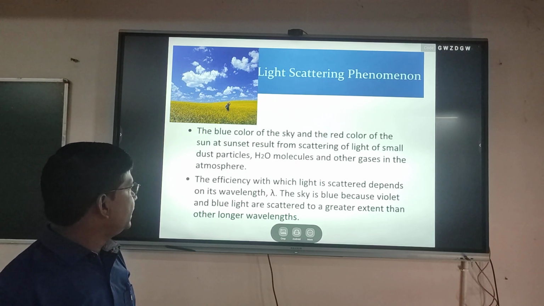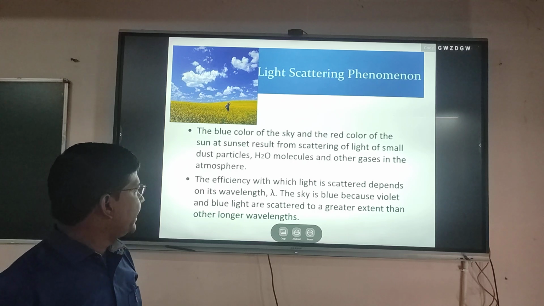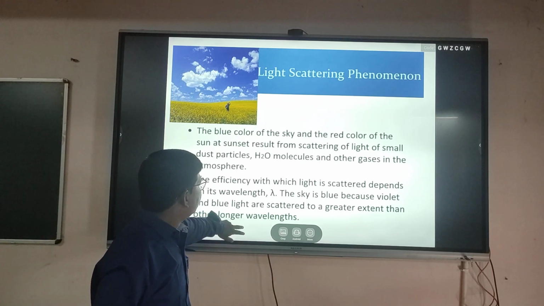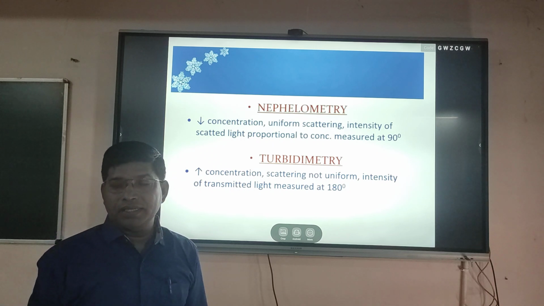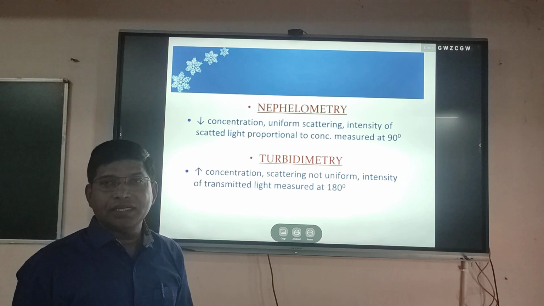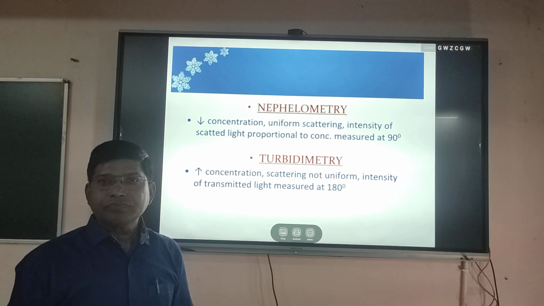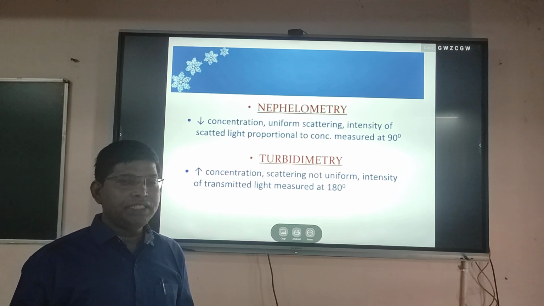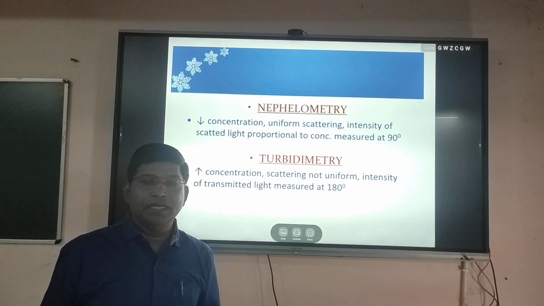Because violet and blue are scattered to a greater extent, that is the reason for the blueness of the sky. Here we will see the difference between when we apply turbidimetry and when we apply nephelometry.